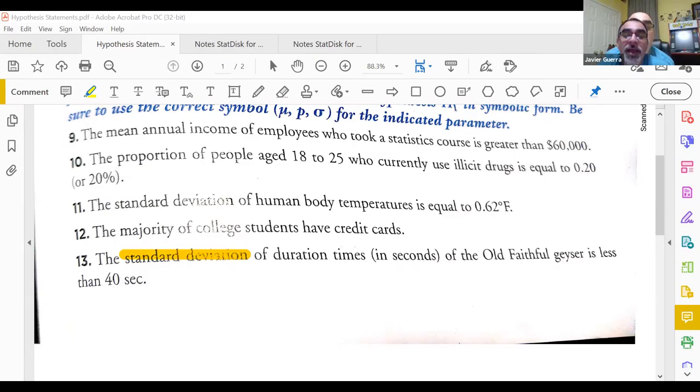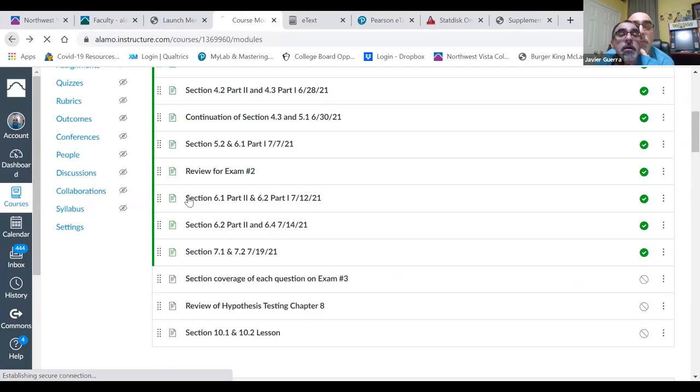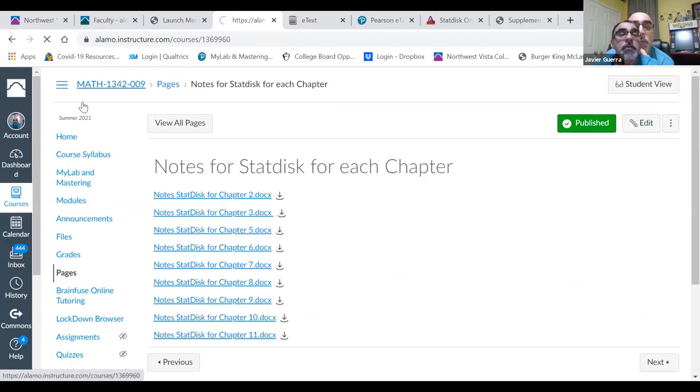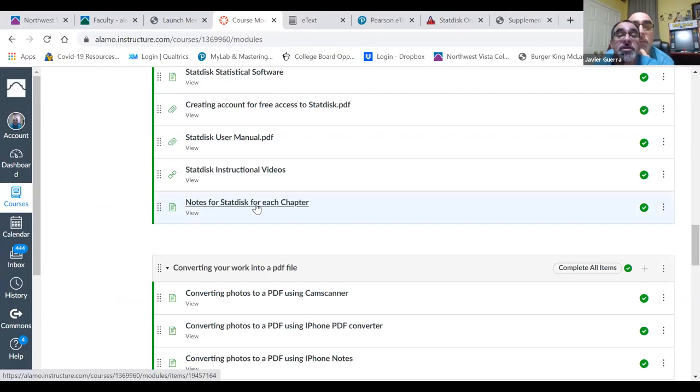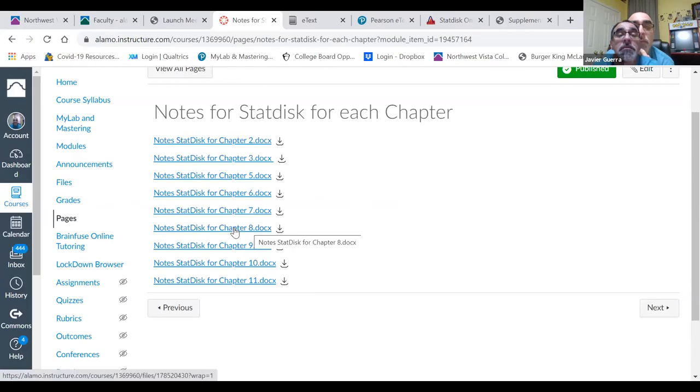Go to our Canvas page, and then go to our modules tab, and then scroll down in the middle where it says course resources. That last link where it says course resources, that's where it has the notes on Statdisk. Let me show you again. Go to modules, and then scroll down to course resources. It's going to be this tab right here, notes for Statdisk for each chapter. It's number 8, that one. And you can download it.